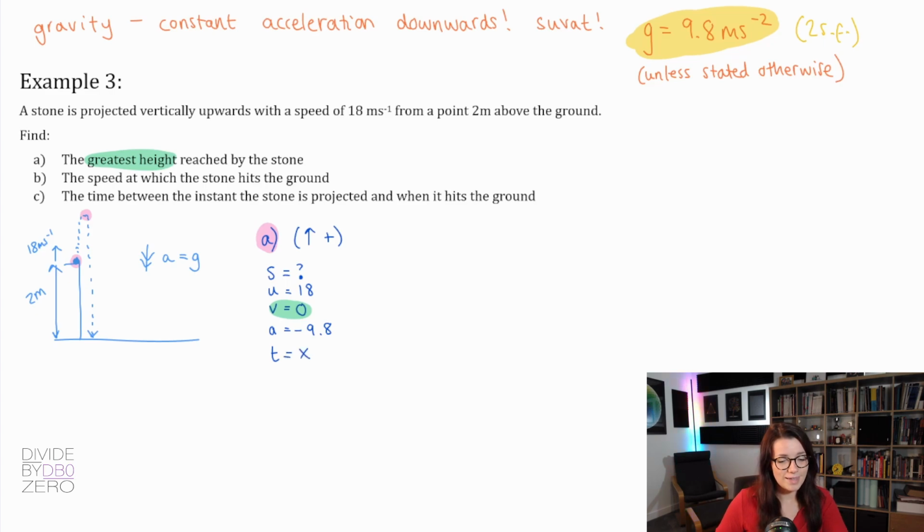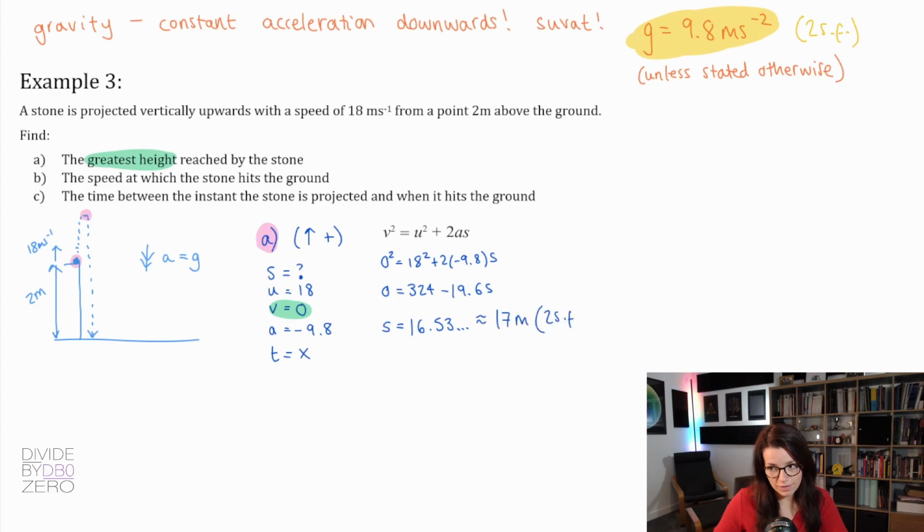And then we get the suvat equation that does not involve t, which is here. And we sub in. We expand and rearrange for s, and we get s equals 16.53 and more, which is roughly 17 meters to 2 significant figures. 2 significant figures because we're using 9.8. Let's move on to part B now.